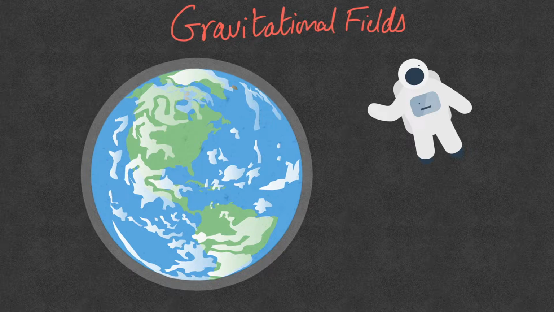And let me remind you from Physics AS that Newton's third law has basically four conditions. So condition number one is that the forces must be acting on two different objects. In this case, there's a force pulling the Earth towards the astronaut, and there's a force on the astronaut pulling it towards the Earth. Condition number two, the forces must be equal and opposite.